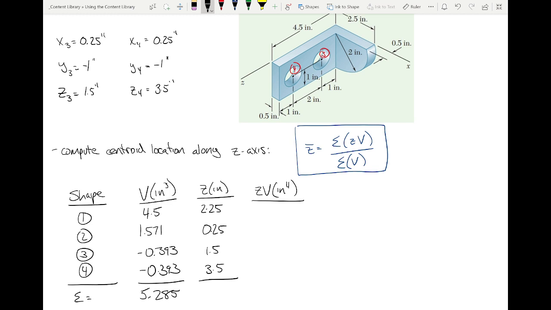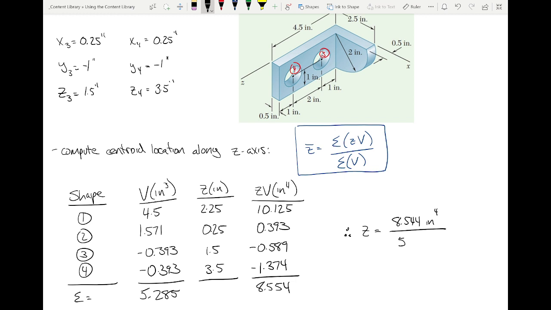So, okay. 4.5 times 2.25, you end up getting 10.125. Here you end up getting 0.393. These two terms are negative because the volumes are negative. All right, hopefully this is kind of rote at this point. Am I going through this too fast? Is everybody okay with this? Okay. And then we sum these up, and when you sum these up, you get 8.554. So therefore, Z bar is 8.554 inches to the fourth divided by 5.285 inches to the third. And when you chug that out, you get Z bar is 1.62 inches.